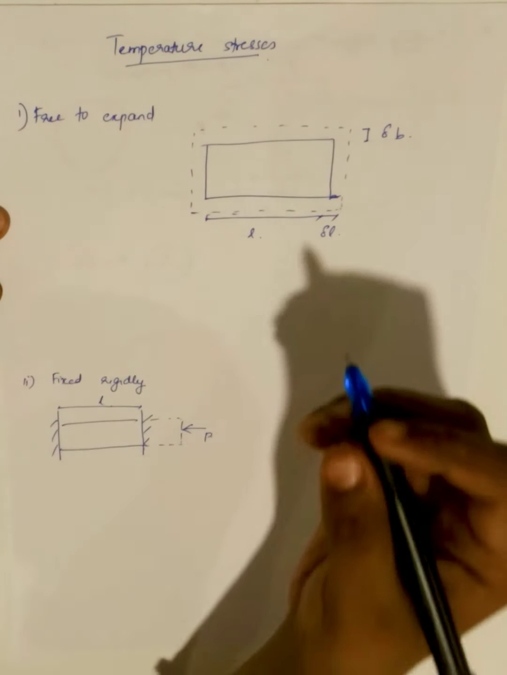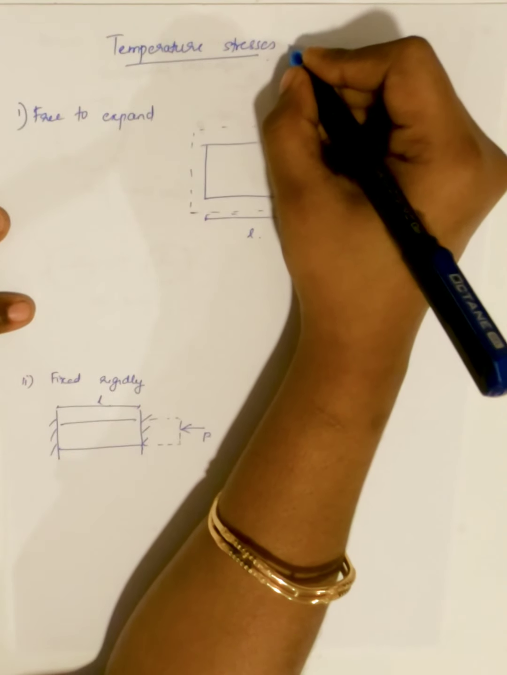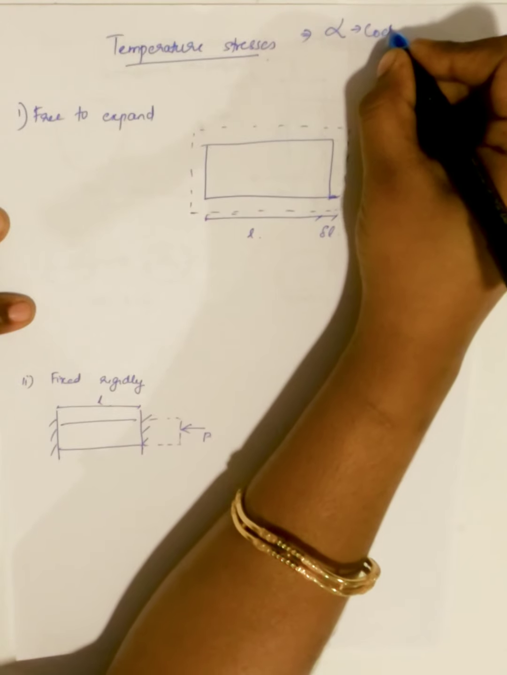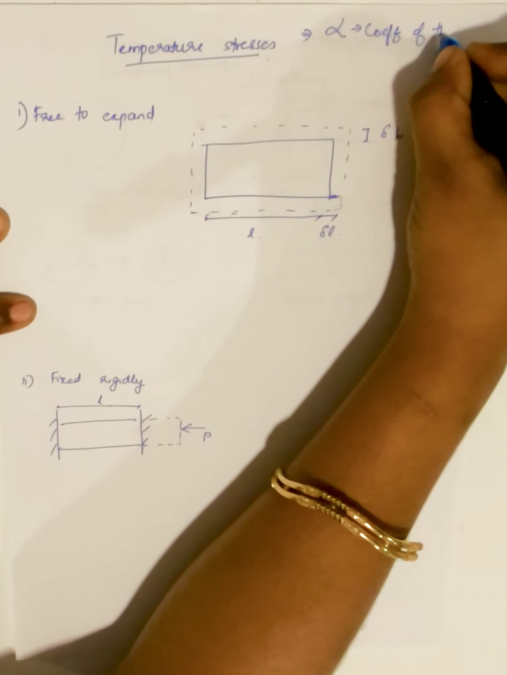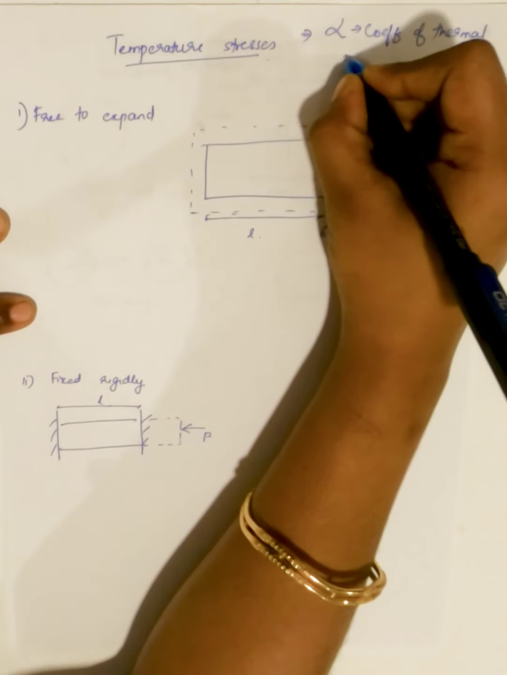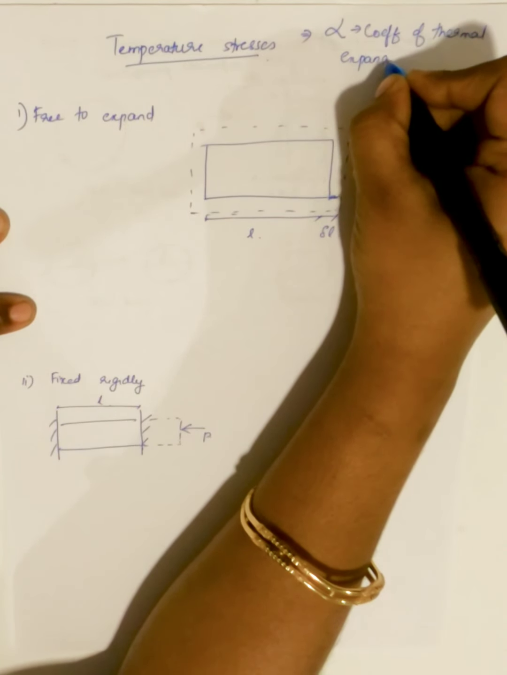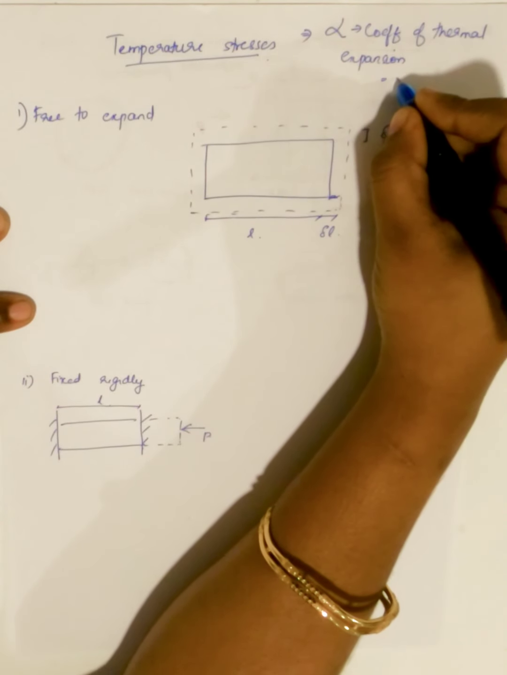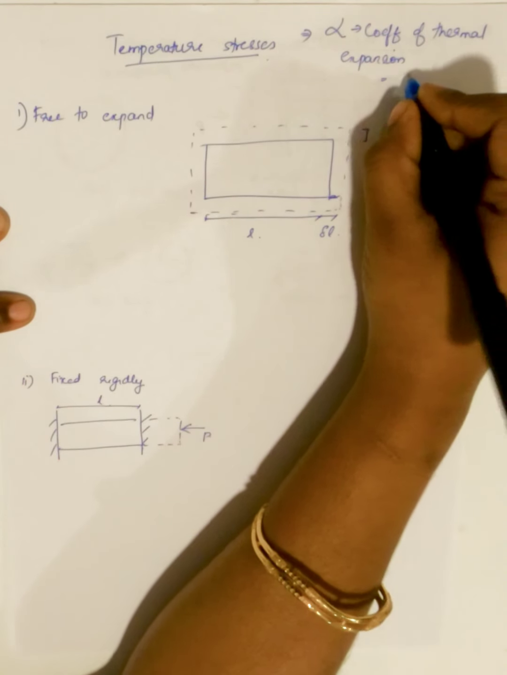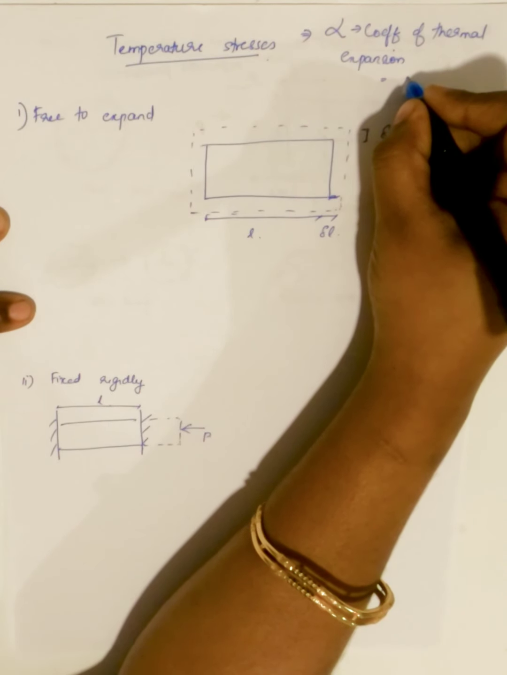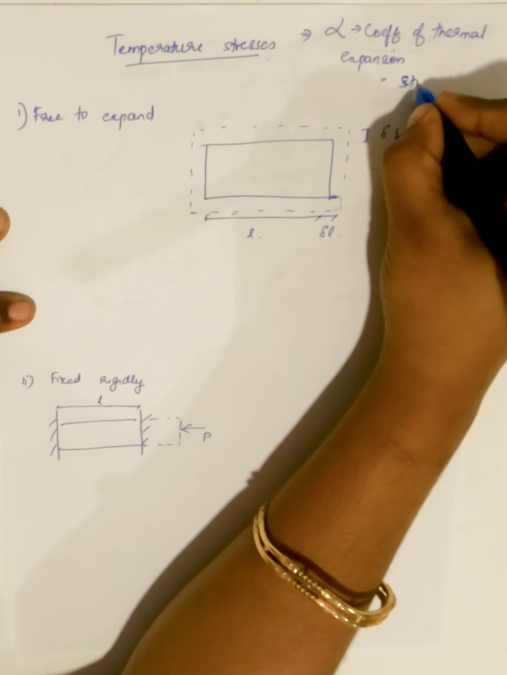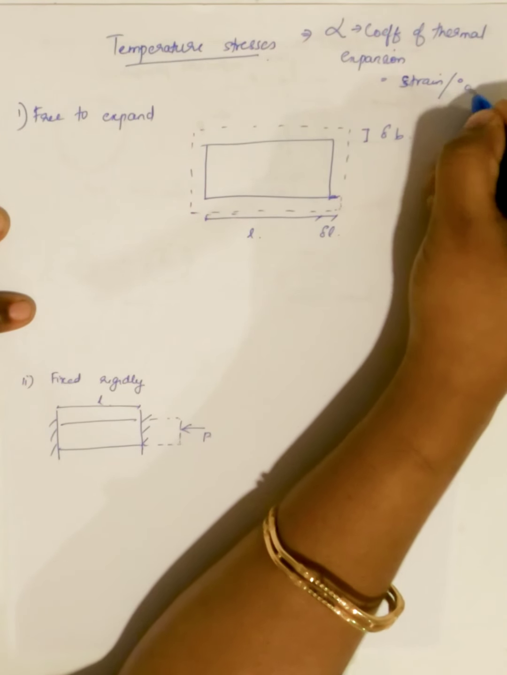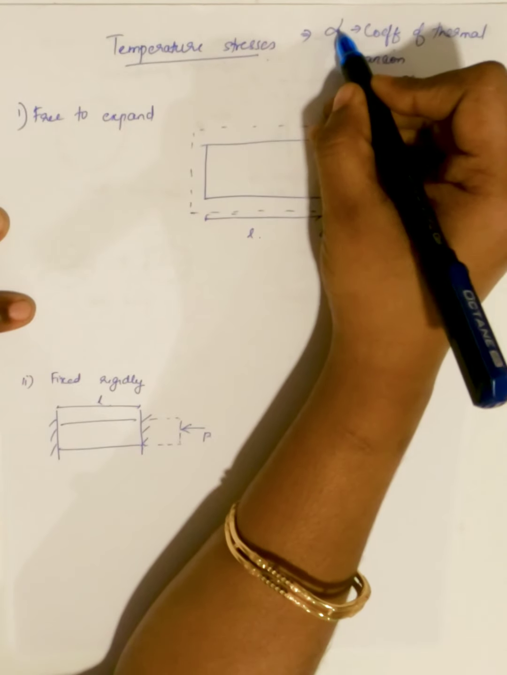Let us study about temperature stresses. So for temperature stresses, we have to first learn about alpha. Alpha is the coefficient of thermal expansion. Alpha is called strain per degree Celsius. Per unit temperature, what is the strain? That is represented by alpha.